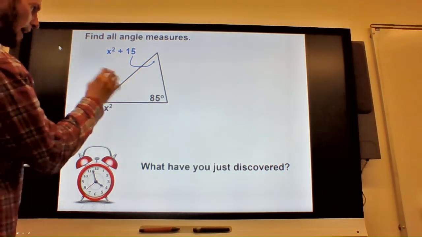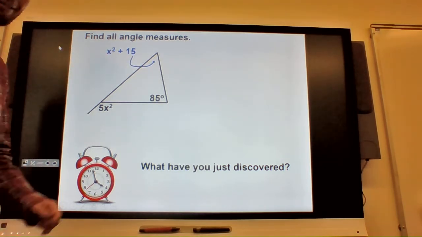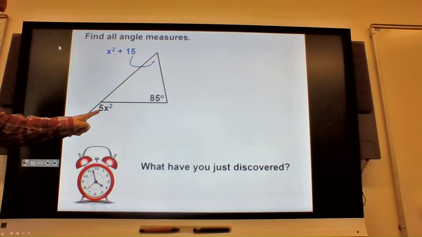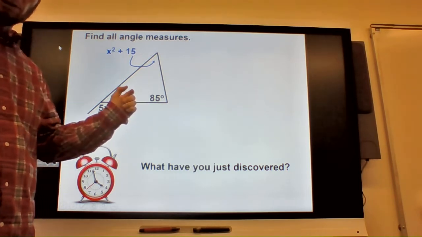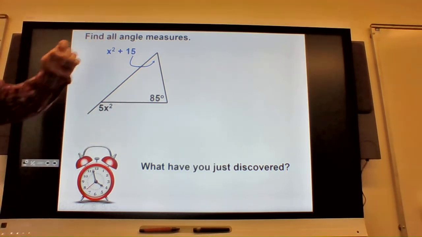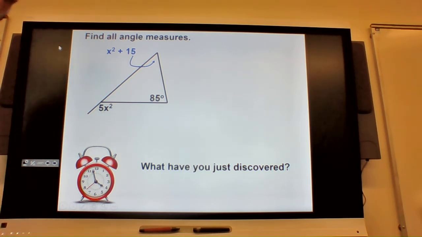But I want you to just go ahead and dive right in and solve for x. The interior angle up here is x squared plus 15. Quadratic, we love it. The exterior angle here, it's called an exterior angle, is 5x squared. And then this one down here is 85 degrees. See if you can find all the missing angle measures. Go for it. I'll be back in the next part.